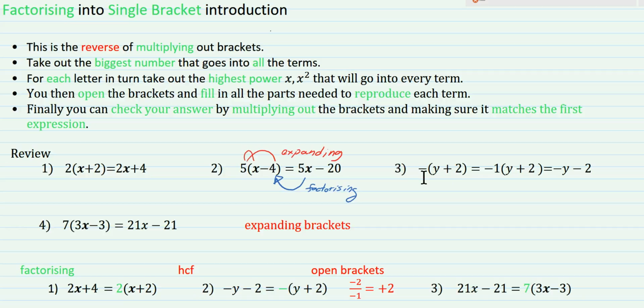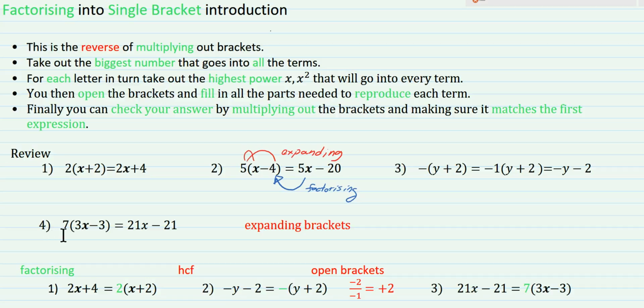Now actually there's a hidden 1 here. If you have a minus on its own, actually there's a minus 1 here. So it's minus 1 times y, which is minus y, and minus 1 times plus 2, which is minus 2. So the answer is minus y minus 2. So this negative outside changes the sign of everything inside the bracket here. So this goes from positive y and positive 2 to negative y and negative 2.